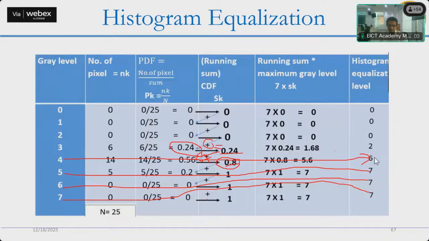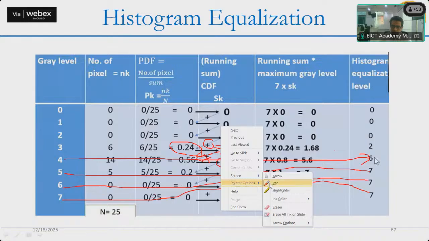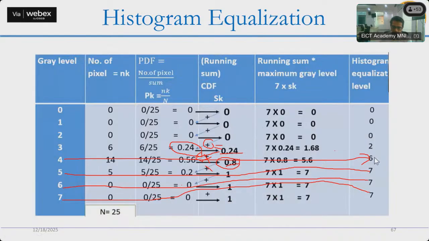So then after 0.8, see what we are doing, it is basically 0.8 plus 0.2. And what is happening at this point, 0.8 plus 0.2 is equal to, exactly, it is 1. And thereafter, this 1 plus 0 is equal to 1. And this 1 plus 0 is also equal to 1.